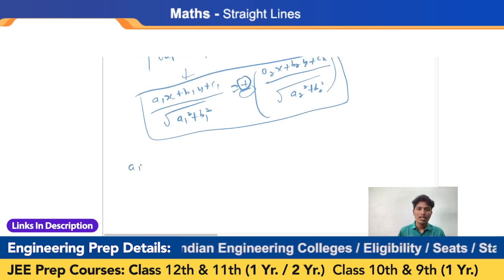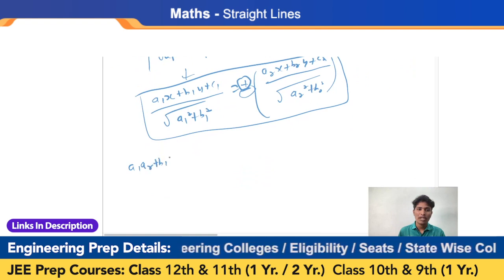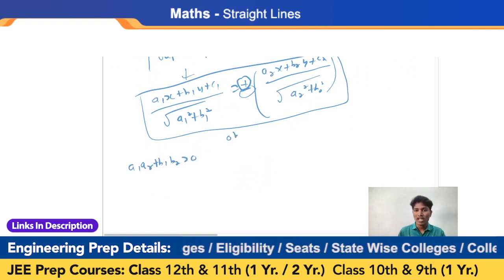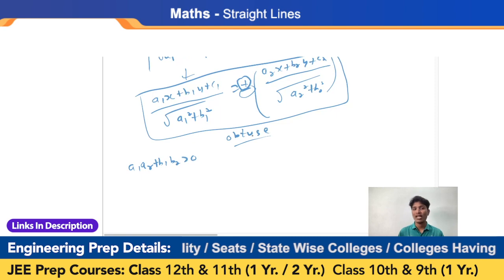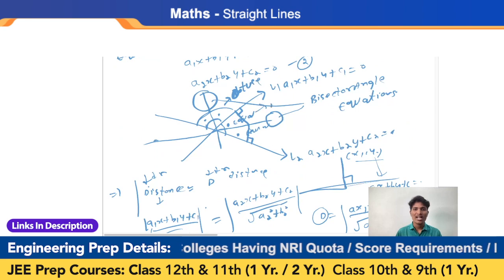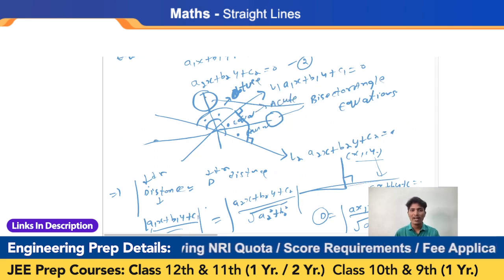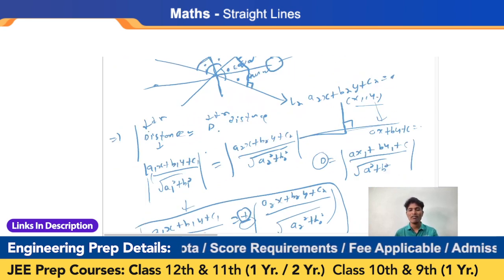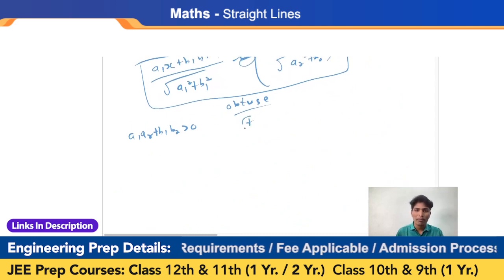Suppose a1 a2 plus b1 b2 is greater than 0. In order to find the obtuse angle bisector, that is the biggest angle bisector, here if you observe, this angle is called obtuse, this angle is acute. So if you want to find this bisector, you have to open with plus, and in order to find the acute, you have to open with minus.